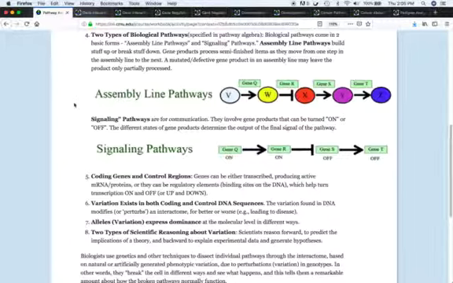The second type of pathway, we call signaling pathways. These pathways are for communication and control. They involve gene products, usually proteins, that can be turned on or off in different conformations, for example, to trigger the next step in the signaling pathway. The different states of these gene products determine the output ultimately, or the final signal in the pathway, to turn on different genetic programs in the genome.